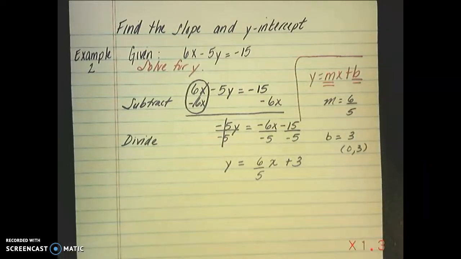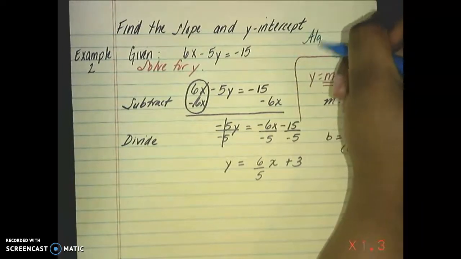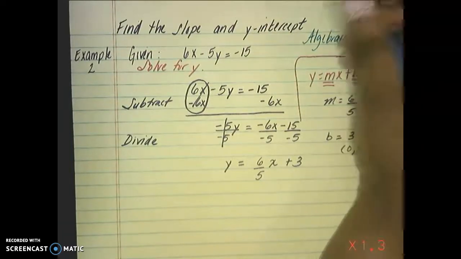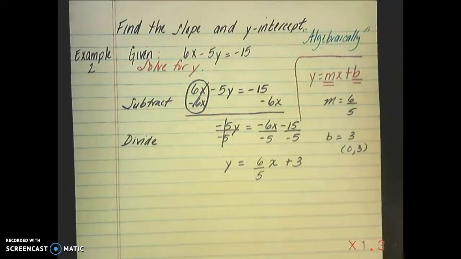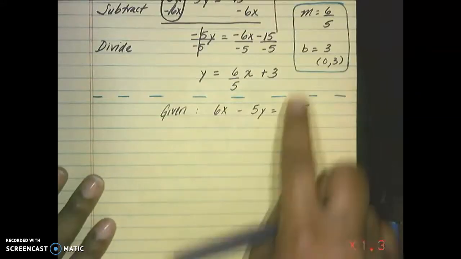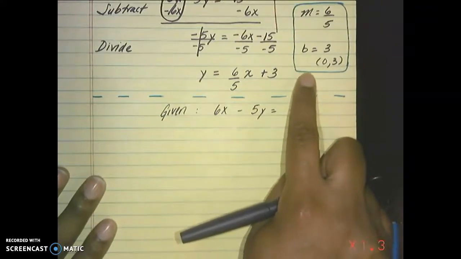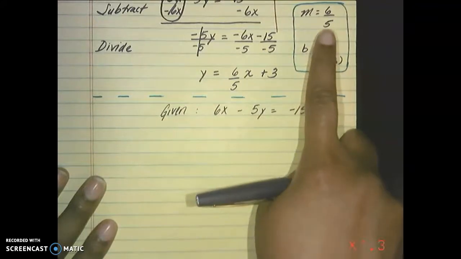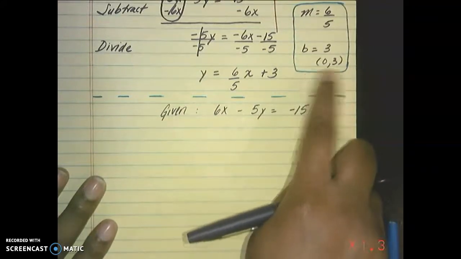If you're good with this example, this of course is solving the problem algebraically. We can also solve this problem graphically, and I'm going to give that a go in the next couple seconds. One thing I forgot to do was to circle my final answer, or put a square or some kind of shape around it. That's my final answer. The slope is 6 over 5 and the y-intercept is 0, 3.